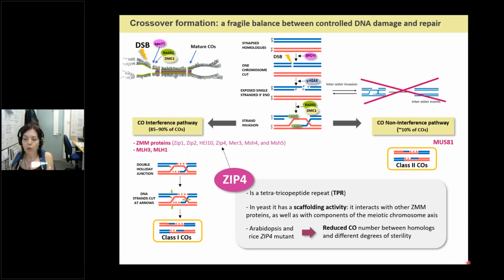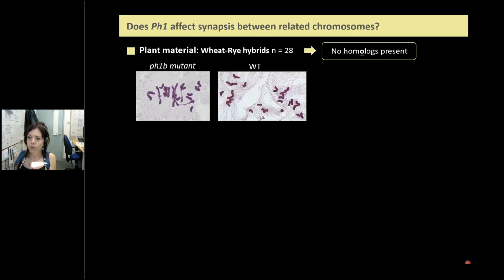So what about in wheat? Well, I mentioned before that synapsis is absolutely necessary for crossover formation. So it was proposed that related chromosomes might not be able to synapse in the presence of Ph1. So this was the first obvious process to check. And to do it, I used the wheat-rye hybrid, because in this hybrid, remember, there are no homologs. So any synapsis that we detect will be happening between related chromosomes.